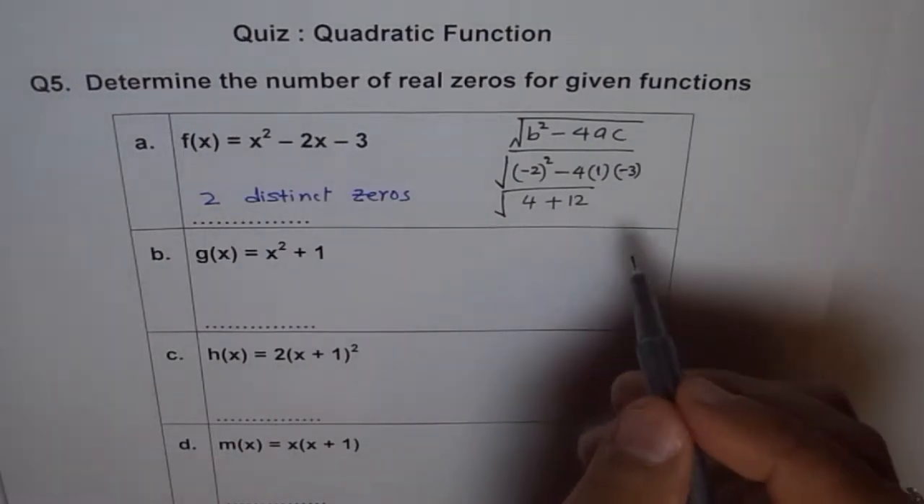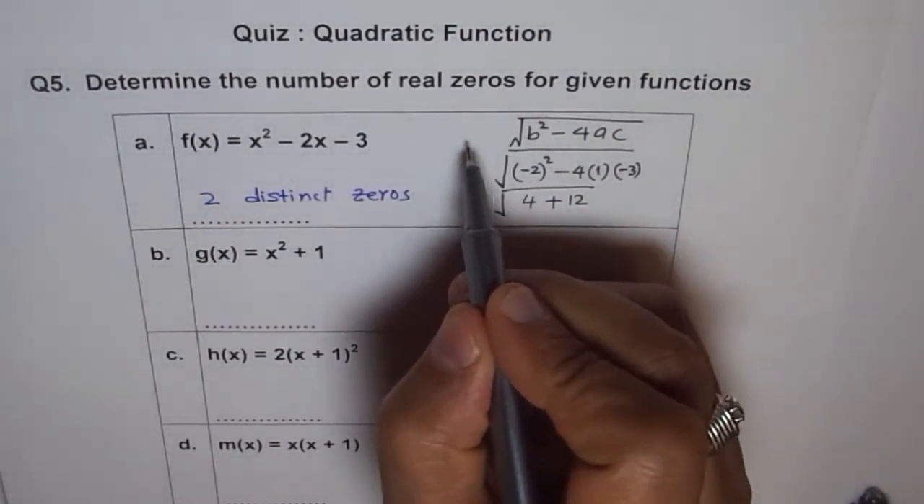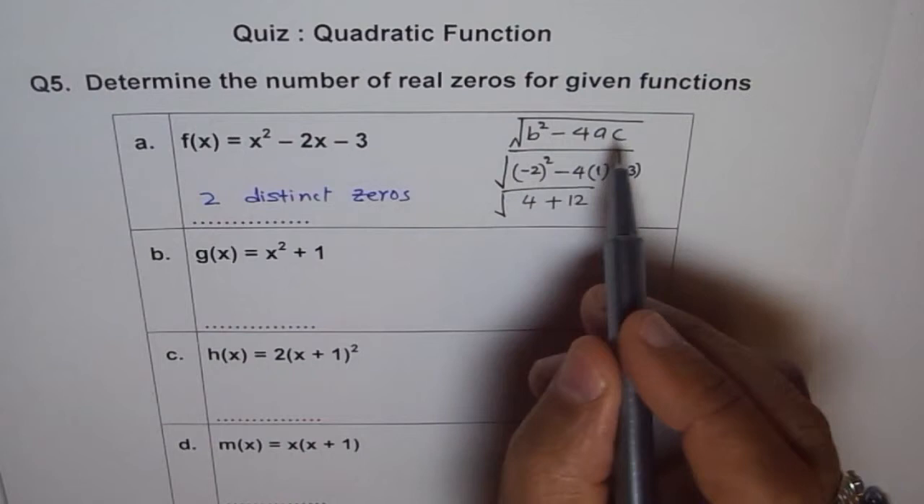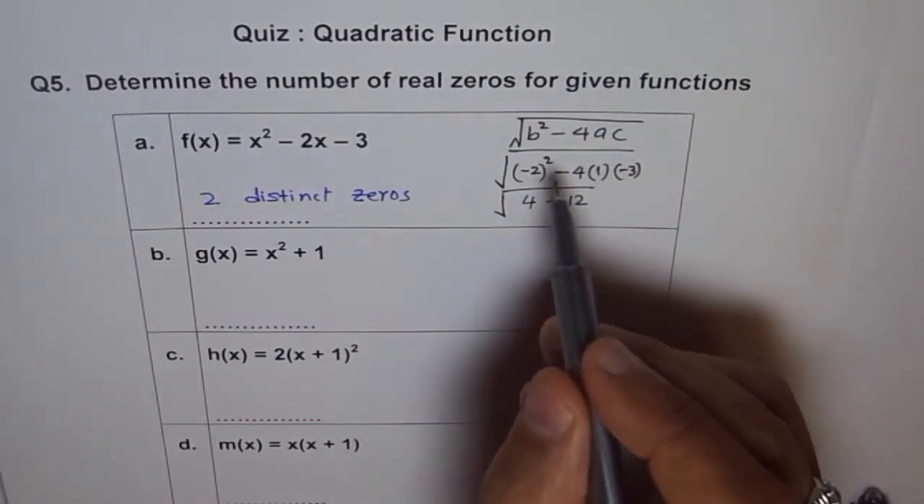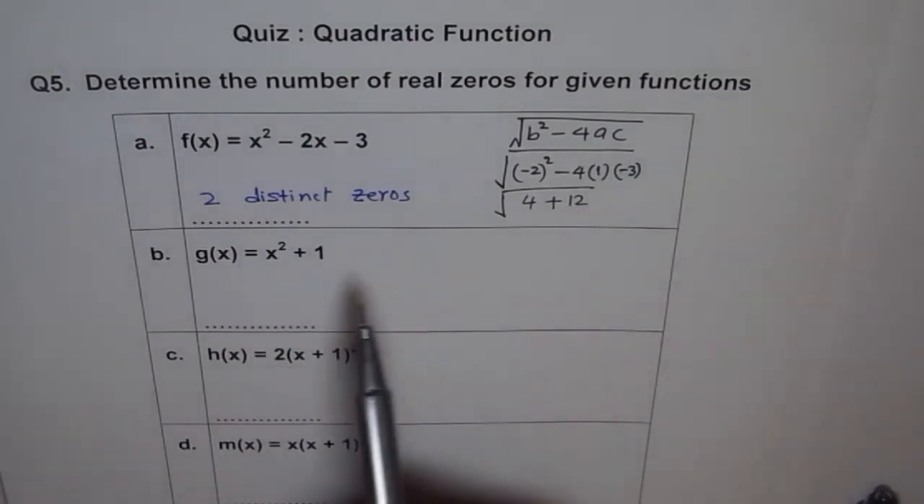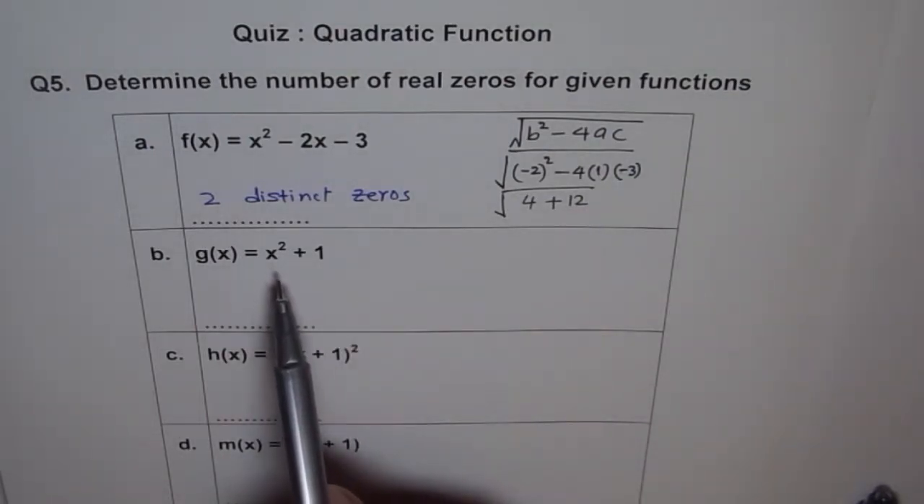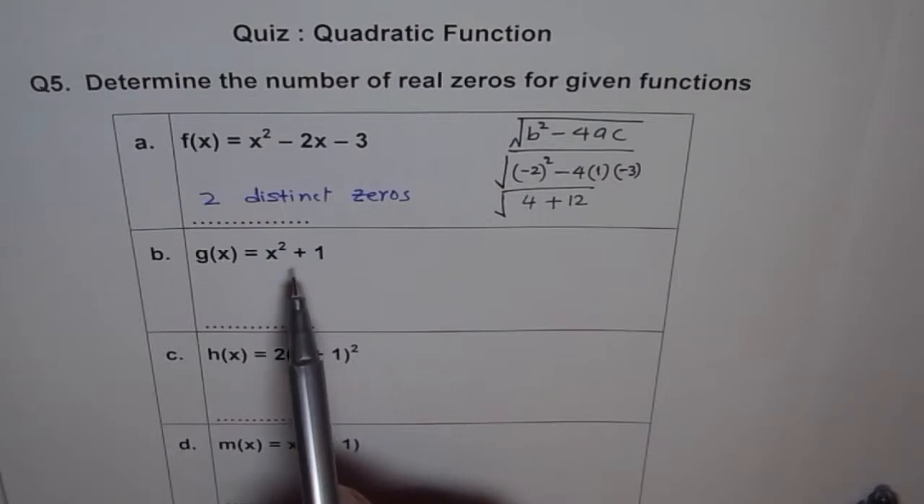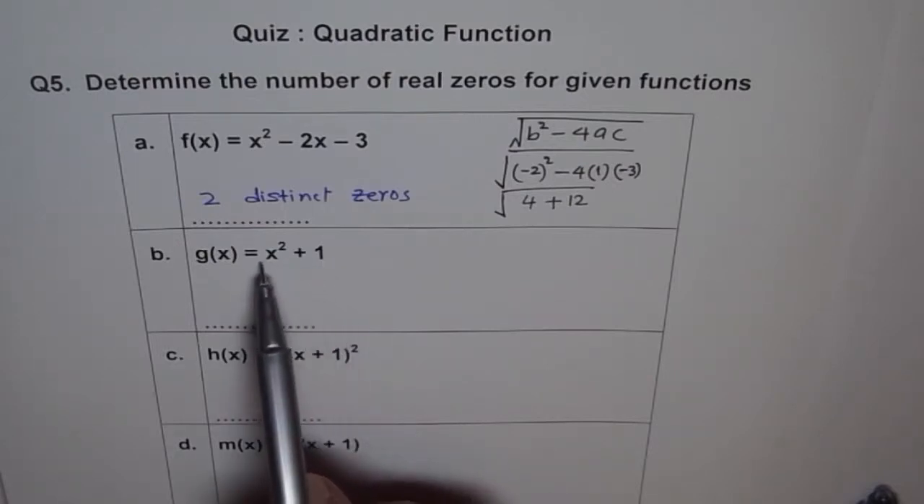Because if you see, the whole formula is minus b plus or minus the square root of b squared minus 4ac, divided by 2a. So you get 2 different zeros. Now this one here is g(x) equals x squared plus 1. You could follow this method also. So what is b here? b is 0, and a is 1, c is 1.